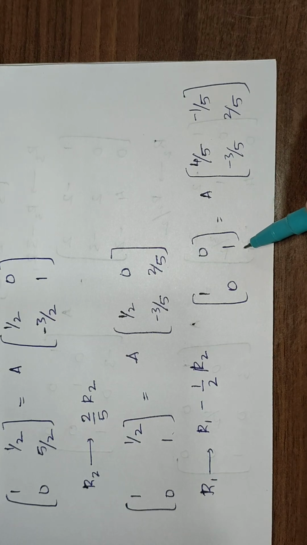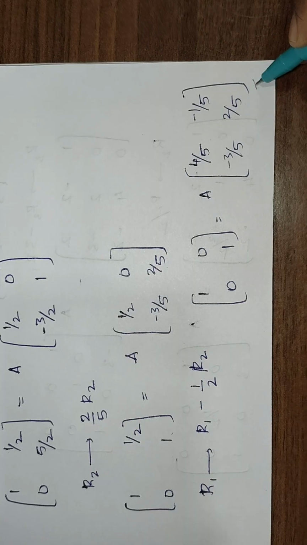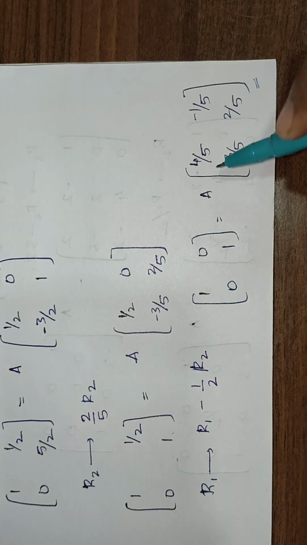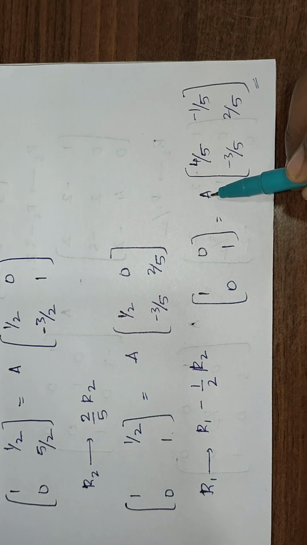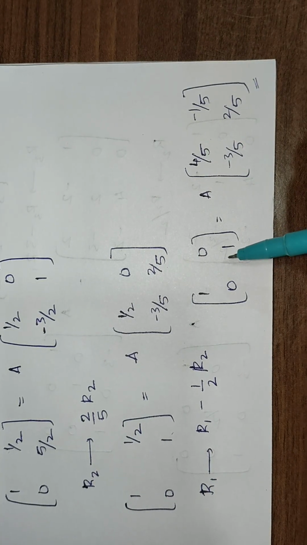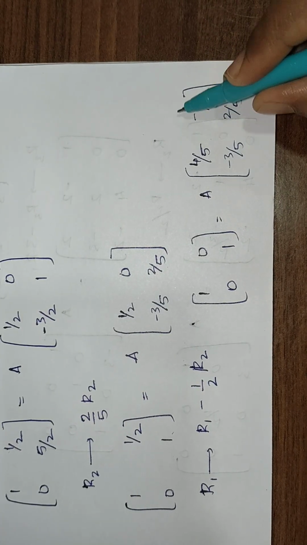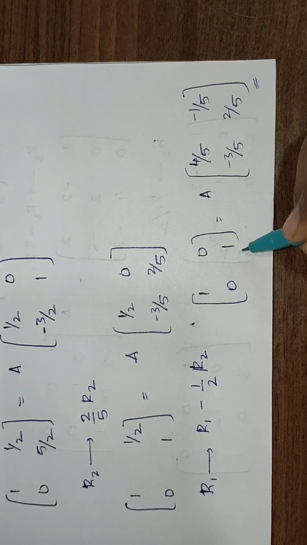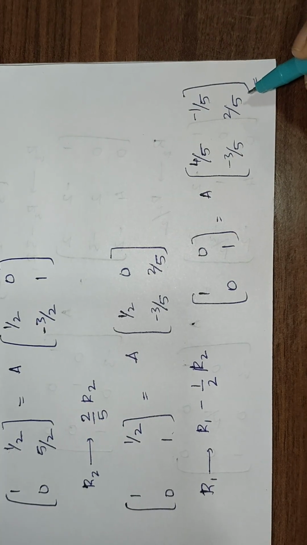And here we have already reached the identity matrix on the left hand side, and here we will stop. And this matrix is nothing but the inverse of matrix A. Why? Because when you multiply A with A inverse, then only you will get I, then only you will get the identity matrix. So this matrix is nothing but the inverse of matrix A. Once you reach the identity matrix on the left hand side, on the right hand side you will have the inverse of the matrix.